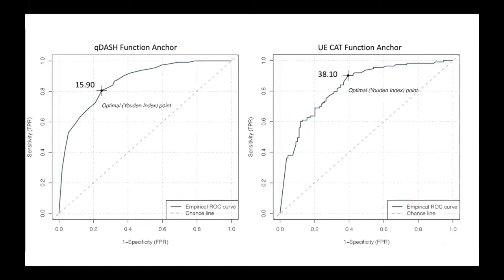And these are the ROC curves for the QuickDASH and UE-CAT based on the function anchor. We see that all curves fit nicely into the upper left-hand corner of the graph, indicating that the QuickDASH and UE-CAT function as good diagnostic tests for predicting whether or not a patient is in an acceptable symptom state.